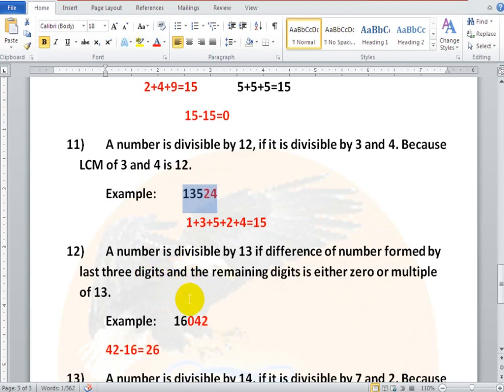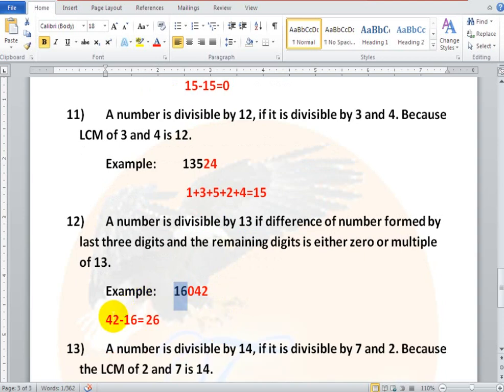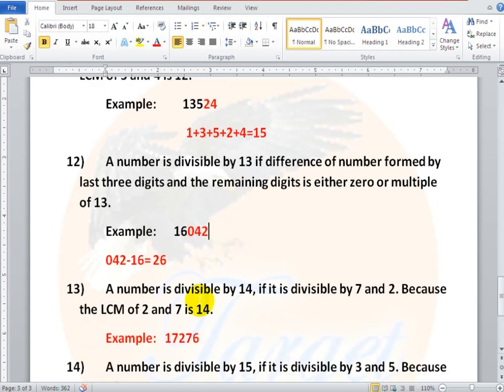Now divisibility test of number 13. A number is divisible by 13 if the difference of the rightmost 3-digit number and the remaining digit number is either a multiple of 13 or 0. Now in this case, the rightmost 3 digits are 0, 4, 2, that is 42 minus 16, and the difference comes out to be 26, and you know 26 is divisible by 13. So this complete number 16042 is also divisible by 13.